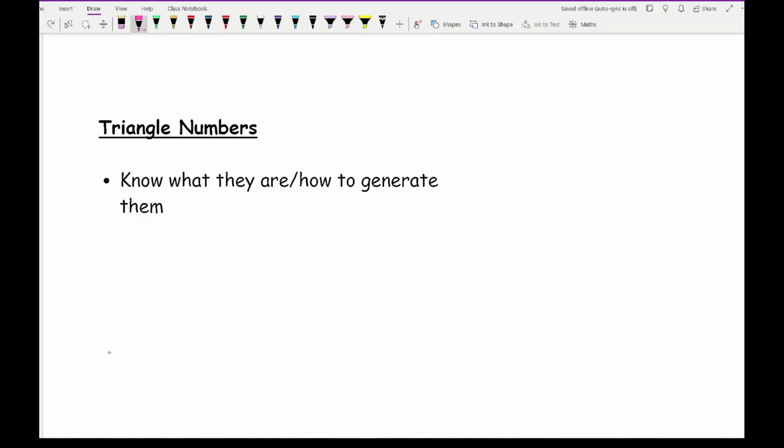And so here, your first triangle number is 1. Then you're looking at 3. Then you're looking at 6. And then you're looking at 4, and then 3, 2, 1. So that's going to be 10. And so forth.